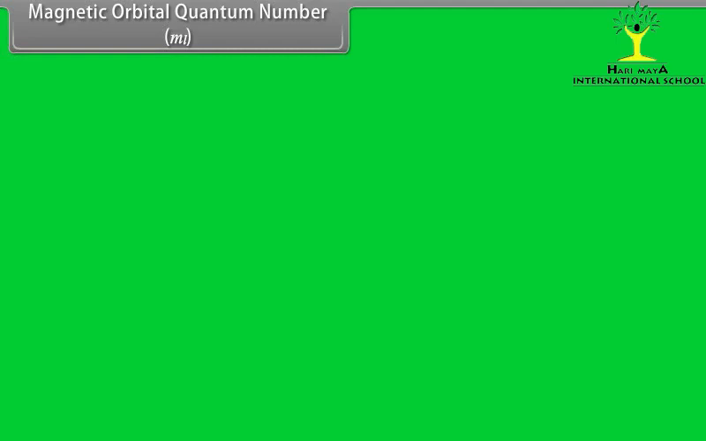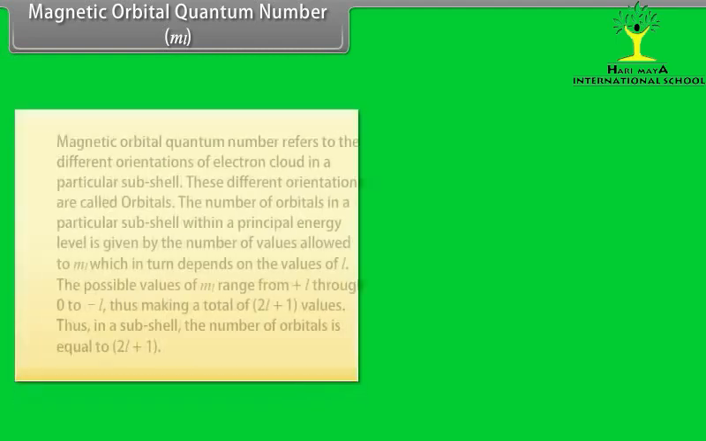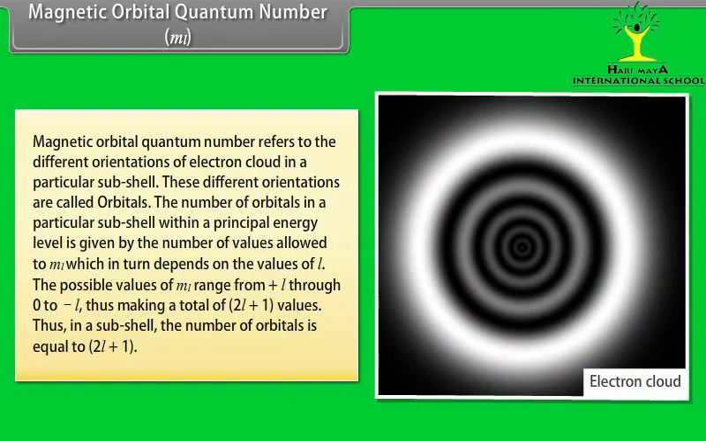Magnetic orbital quantum number, ML. The magnetic orbital quantum number refers to the different orientations of the electron cloud in a particular subshell. These different orientations are called orbitals. The number of orbitals in a particular subshell within a principal energy level is given by the number of values allowed to ML, which in turn depends on the values of L.